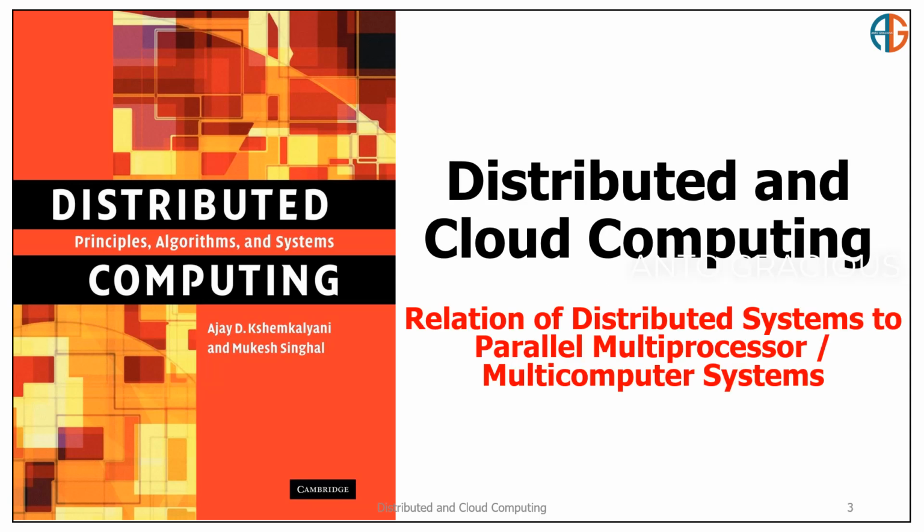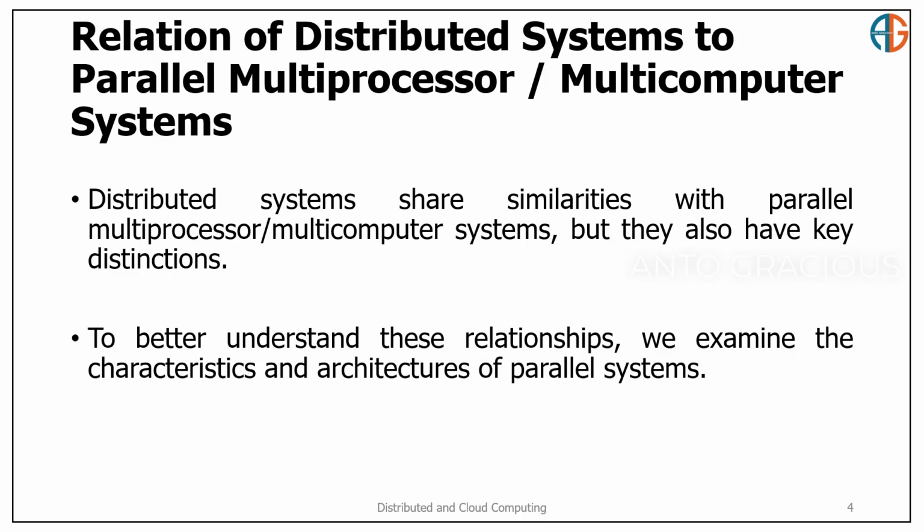And in this video lecture, we are going to see the topic relation of distributed systems to parallel multiprocessor or multi-computer systems. So today we will explore the relationship between distributed systems and parallel systems, particularly focusing on multiprocessor and multi-computer systems. While these systems might seem similar, they have distinct characteristics and applications. We will go through each system, how each system operates, compare their features, and highlight their real-world uses.